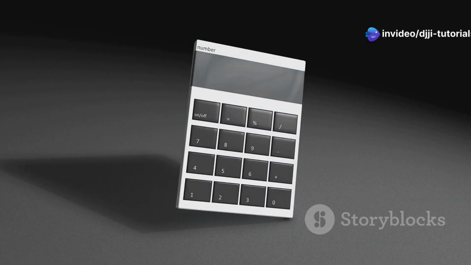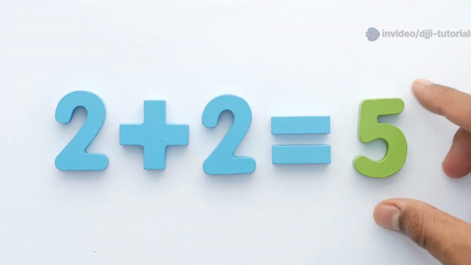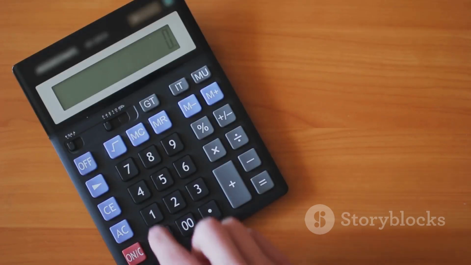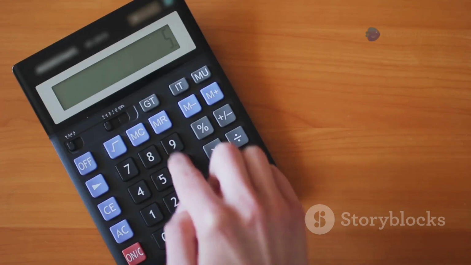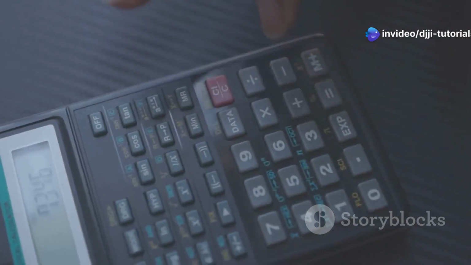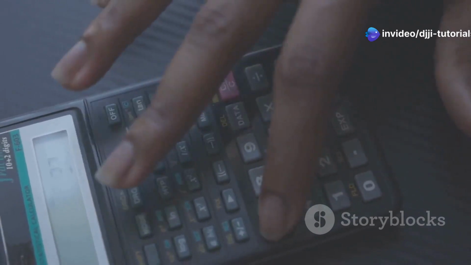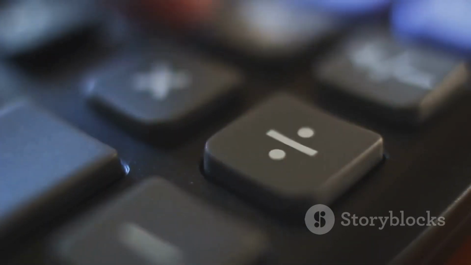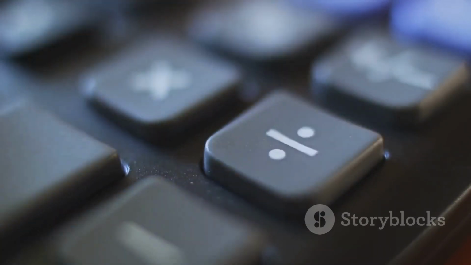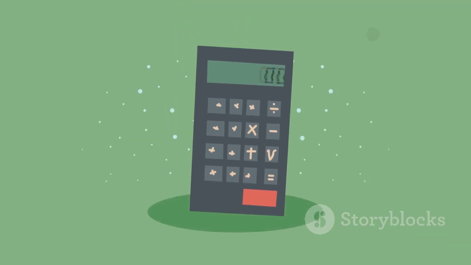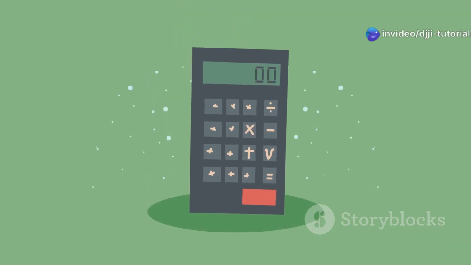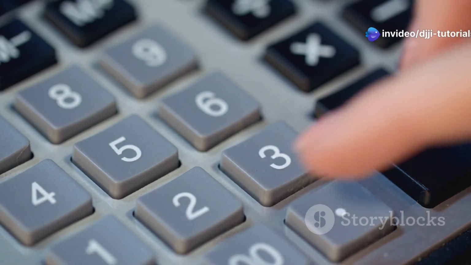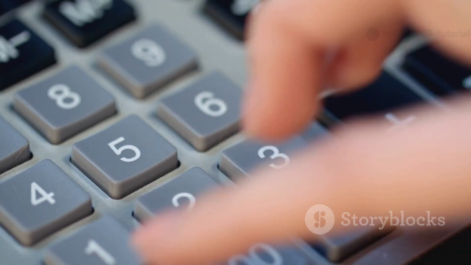Step 2, perform operations. For addition, enter the operation Y3 equals Y1 plus Y2. For subtraction, enter Y3 equals Y1 minus Y2. For multiplication, enter Y3 equals Y1 times Y2. For division, enter Y3 equals Y1 divided by Y2. Alternatively, you can enter the operations directly on the calculator's main screen using the VARS button, then selecting Y-VARS and choosing the desired functions like Y1, Y2, etc.